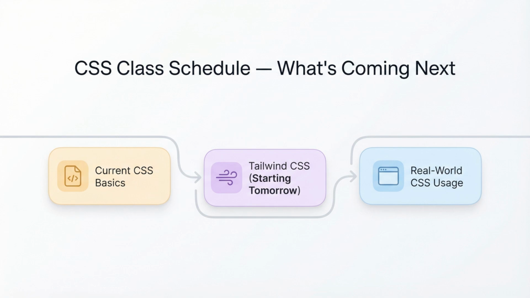A student asks how many more days of CSS class are left, and the instructor's answer is really informative. CSS isn't ending entirely, but the next phase begins the very next day, Tailwind CSS. The instructor clarifies that this doesn't mean core CSS is complete. There's still more to cover, specifically how to use CSS in real projects. Tailwind is the next layer on top of what's already been learned.